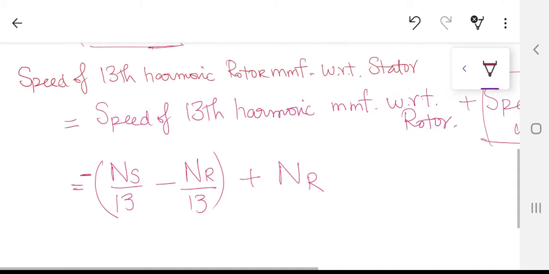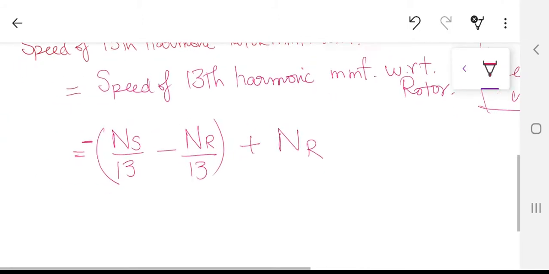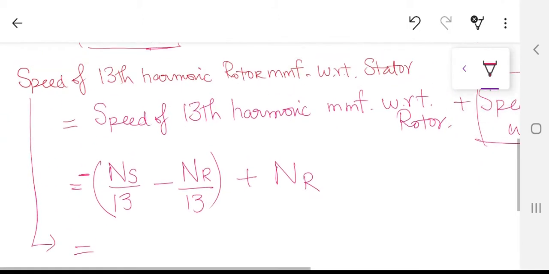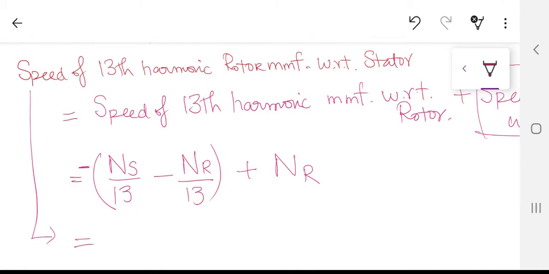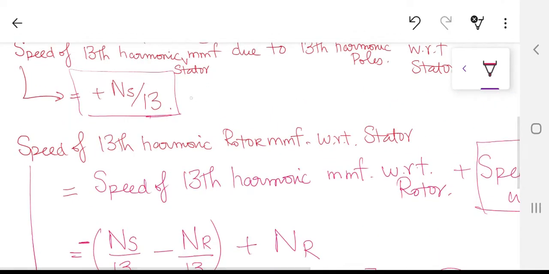And what is nr? nr is the speed of the rotor with respect to the stator. So this means that the speed of the 13th harmonic rotor MMF with respect to stator, I can write simply as nr minus brackets open, ns by 13 minus nr by 13. You can open the brackets and formulate it. So this is the speed of the 13th harmonic rotor MMF with respect to stator. Now this expression I can call B, and the earlier expression is A.